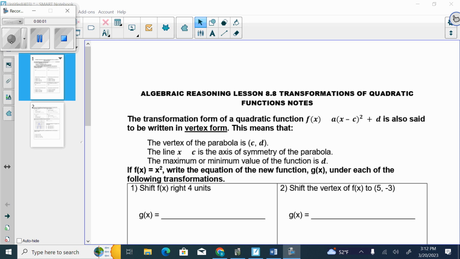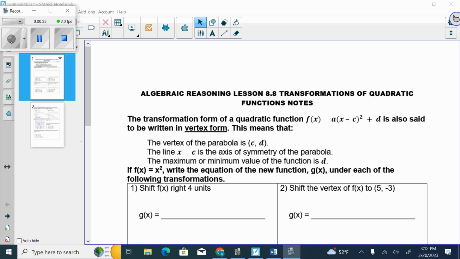Transformation to functions. Remember we said if you put a negative out in front, that flips it upside down, right? If you put a number out in front, like 2 or 7, that makes it stretch, right? Because it's a big number. But if you have a small number, like a decimal or a fraction, it does what we call compress, right? It makes it wider, pushes it down.